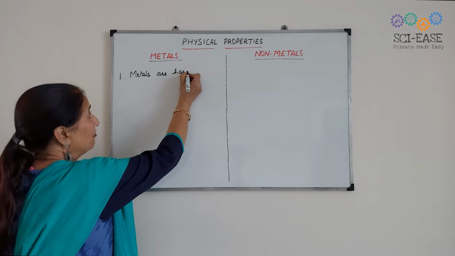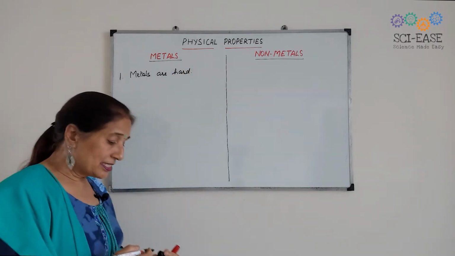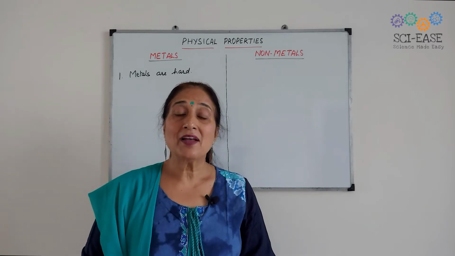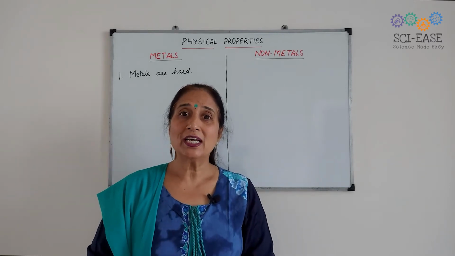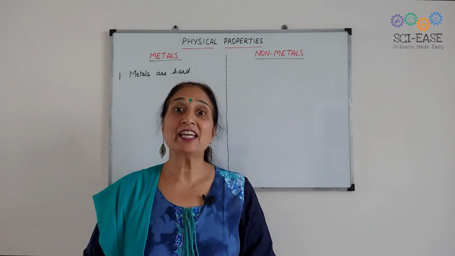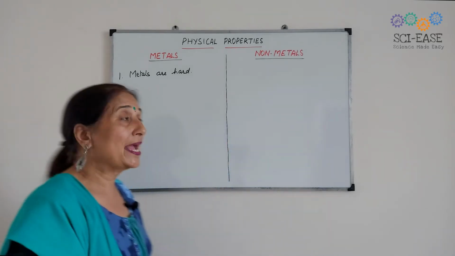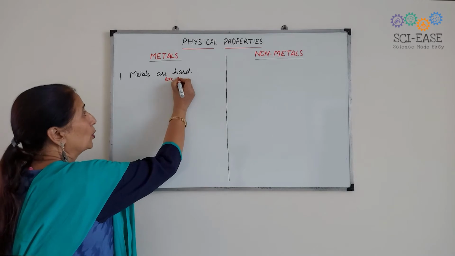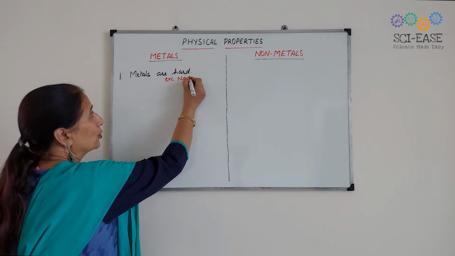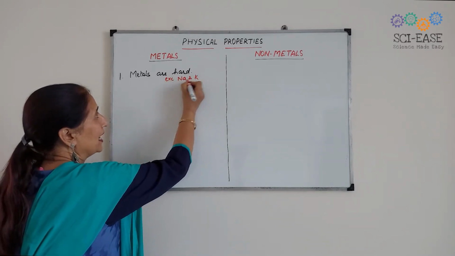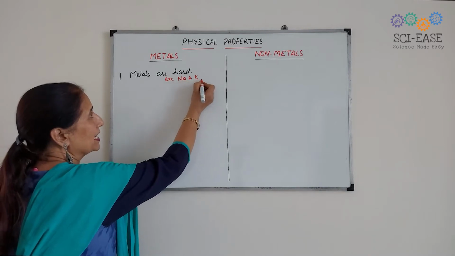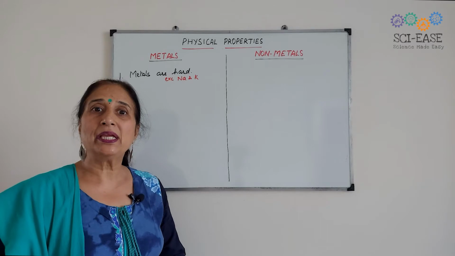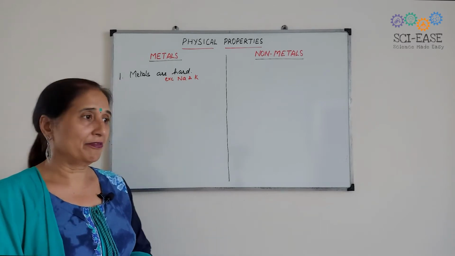But I will tell you an exception. Sodium and potassium metals, they are so soft that they can be cut with a knife. So you must know the exceptions also. Exception is sodium and potassium. Na is sodium and K is potassium. They are so soft that they can be cut with a knife.